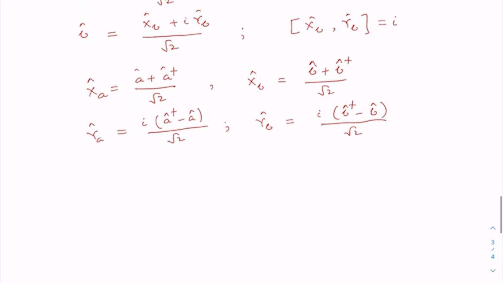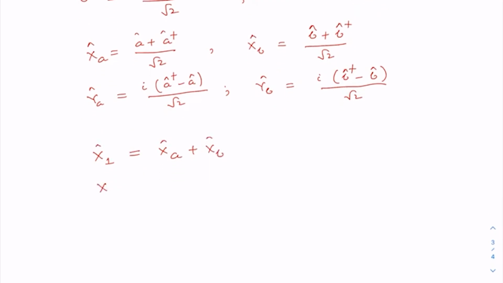In terms of these xy quadratures of the two oscillators, we define the normal coordinates of the combined oscillator as follows. We have defined normal coordinates of the two combined oscillators: X1 is equal to XA plus XB, and X2 is equal to YA plus YB.